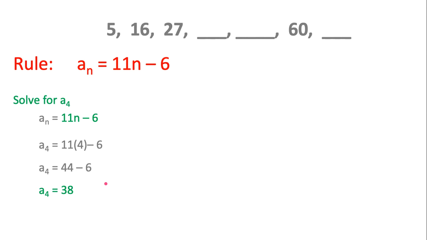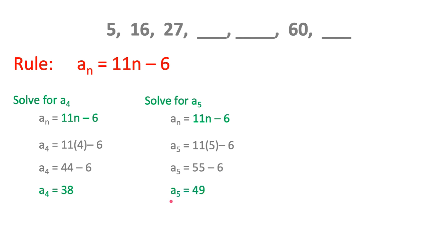Let's now solve the fifth term. Again, using the pattern, a sub n is equal to 11n minus 6. a sub n now is a sub 5. n will be 5, so it will be 11 times 5 minus 6. Multiply 11 and 5, that is 55. Then subtract 6, so our fifth term is 49.